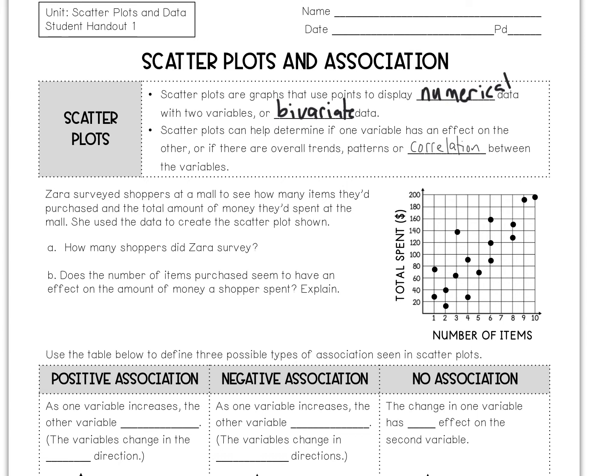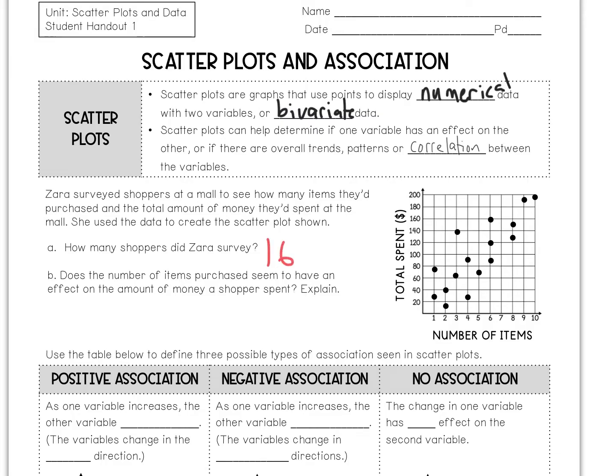So Zara surveyed shoppers at a mall to see how many items they'd purchased and the total amount of money they'd spent at the mall. And so she created this data over here based on that. Number of items is in the X, total money spent is in Y. So how many people did she survey? How would I find out that value? Just count them up. So how many dots are there? 16.